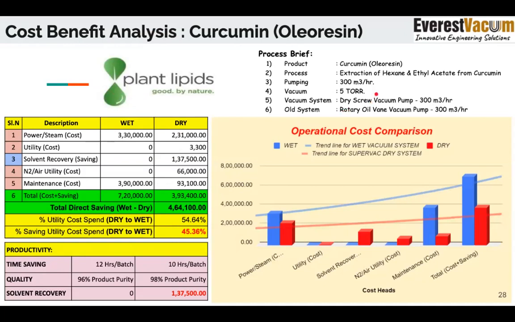Here the customer was extracting hexane and ethyl acetate from curcumin. He was earlier typically using a 300 meter cube per hour booster pump, steam jet ejector, rotary vane pump, and that pump he has replaced with a 300 meter cube per hour steam jet ejector from Everest. Now here the pump that the customer was using, rotary vane, was a wet technology.